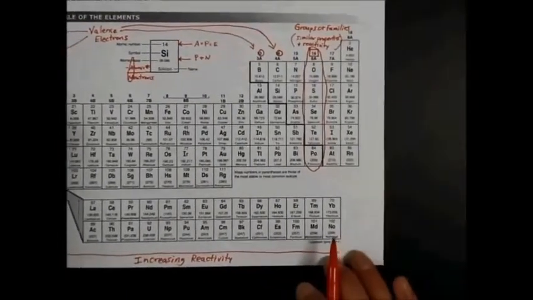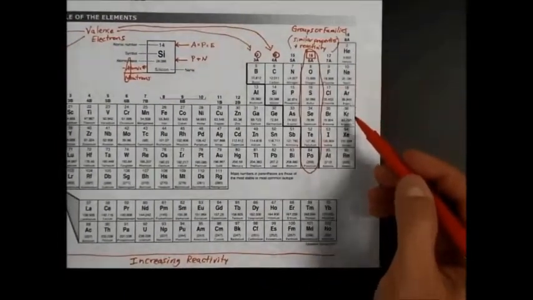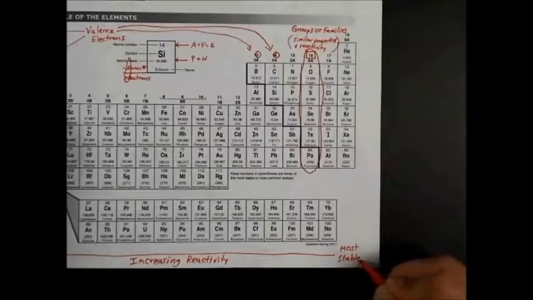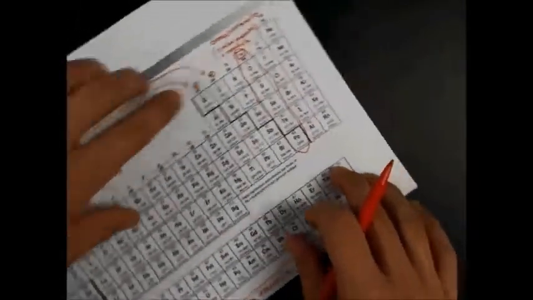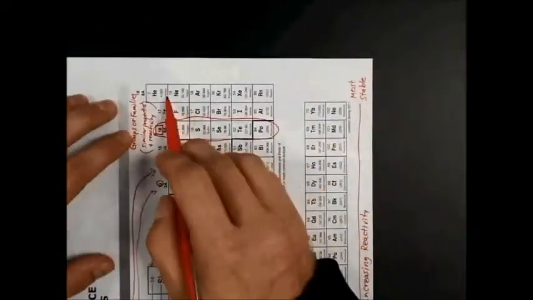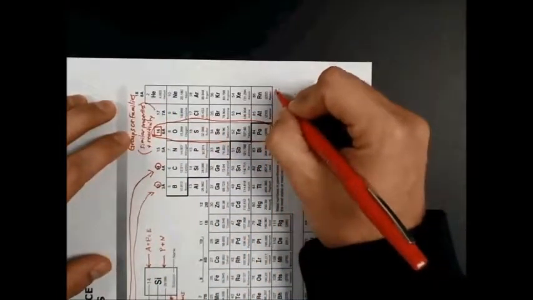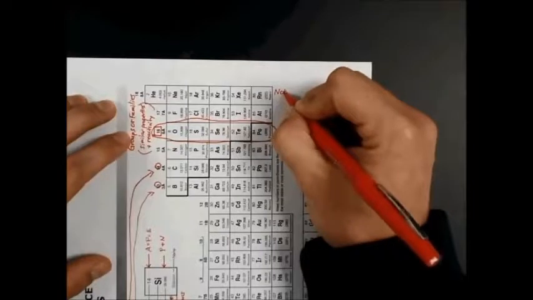Now, going back to the other side, group 18, these are the most stable. So I'm going to write most stable down here. And this group has a special name. It's called the noble gases. So just right underneath the element radon, I'm just going to write noble gases, just in case that happens to pop up on the test.